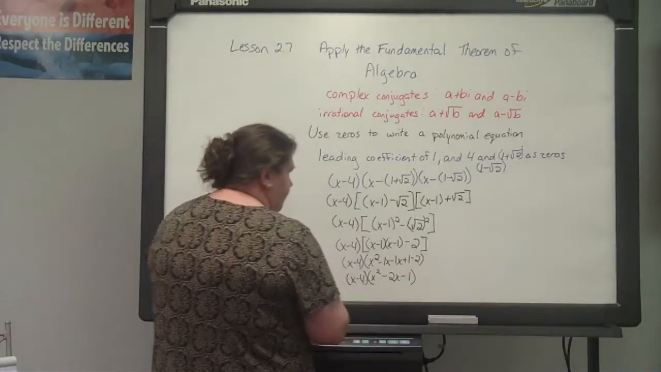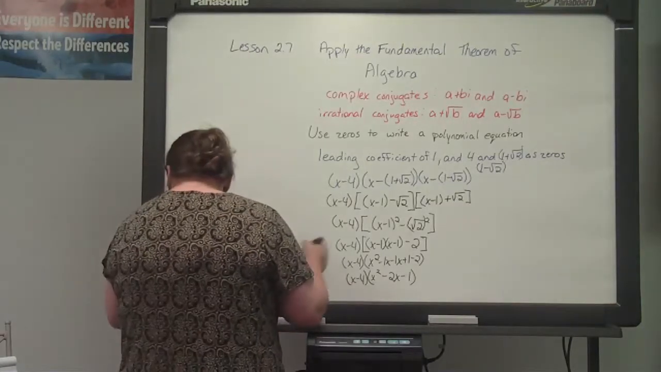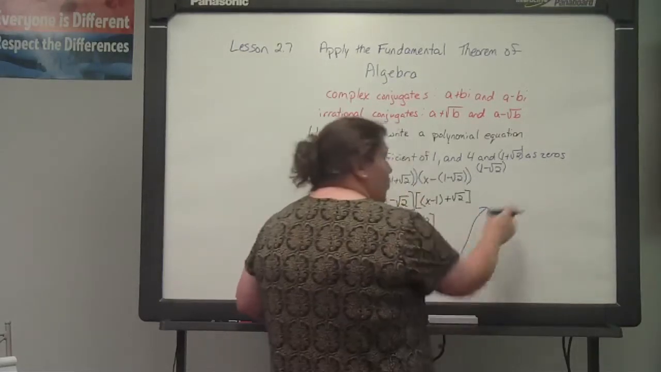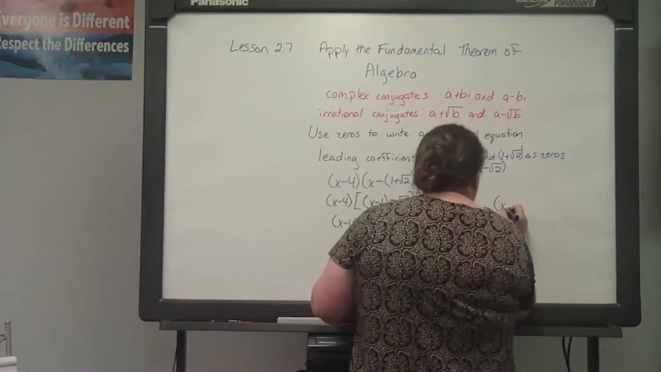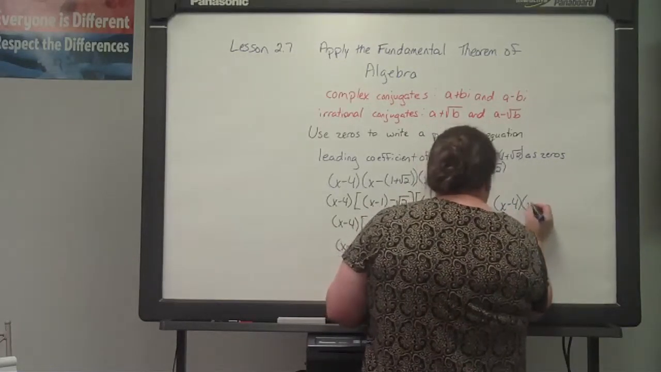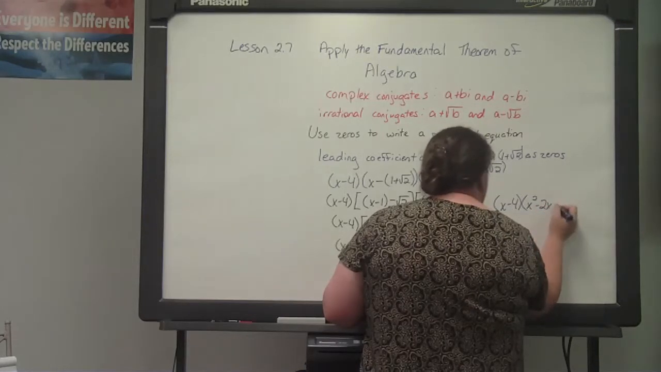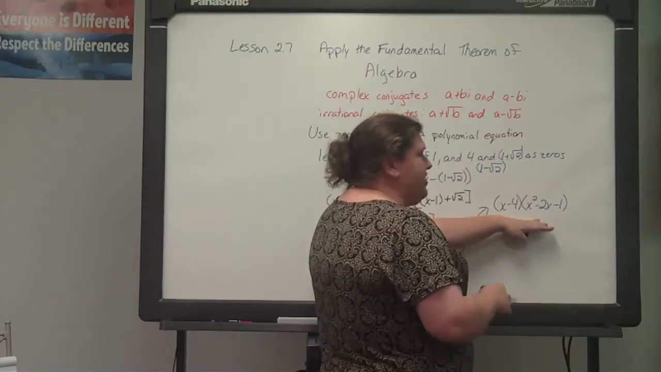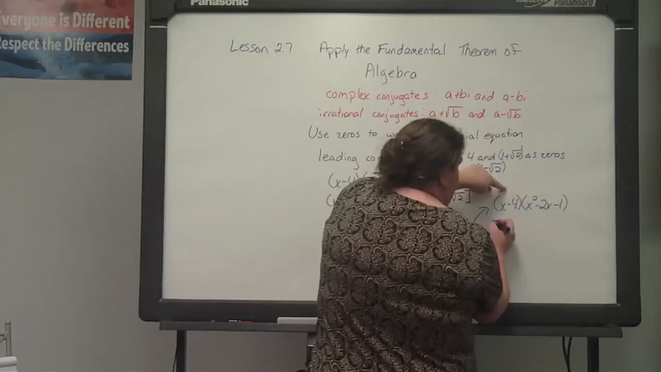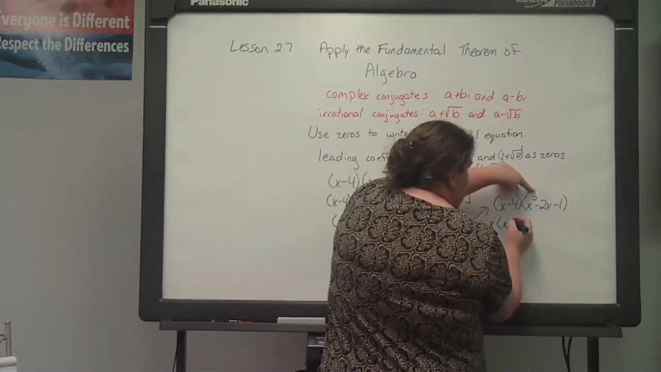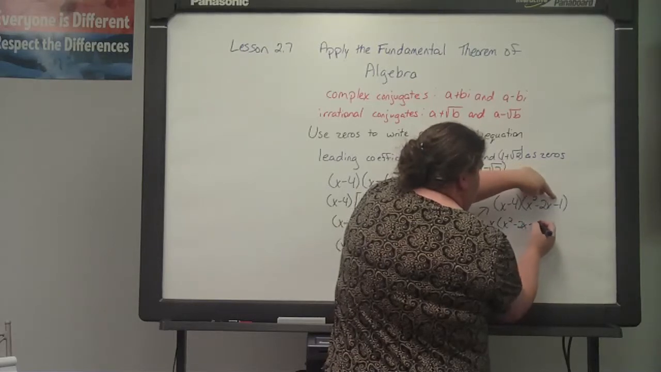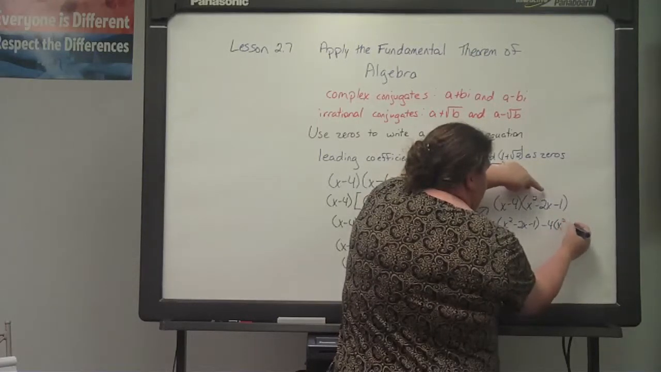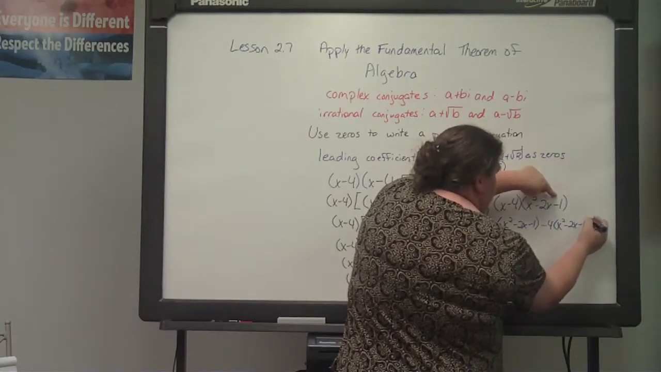At this point, I'm going to move over here, and I'm going to rewrite. I have x minus 4 times x squared minus 2x minus 1. What I'm going to do here is set it up as a distribution. So I'm going to say x times x squared minus 2x minus 1. Then my minus 4 times x squared minus 2x minus 1.